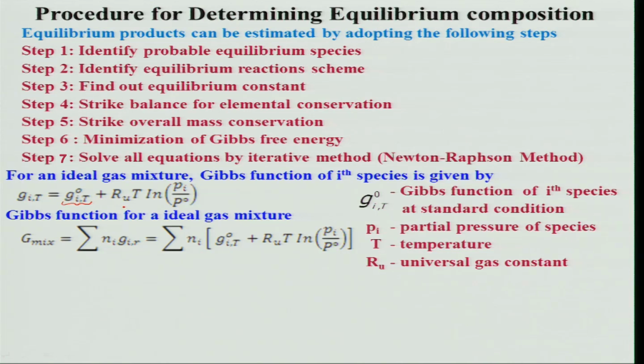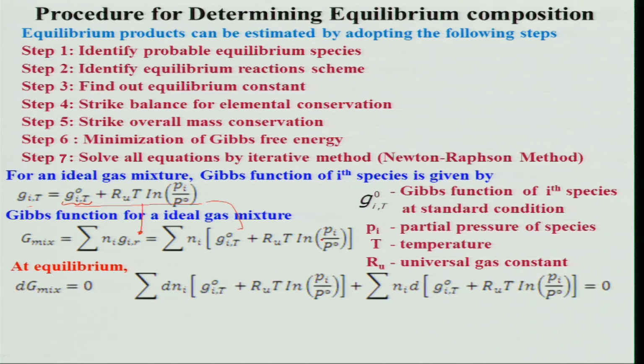You can just write down this expression over here, or rather this expression can be put here and you will get this thing. So, what we will do now? We will have to find out dG, capital G of the mixture, is 0 at equilibrium, because at equilibrium this will be 0.